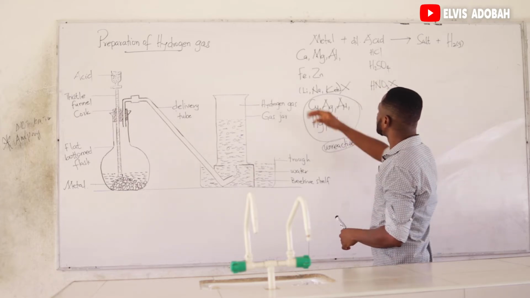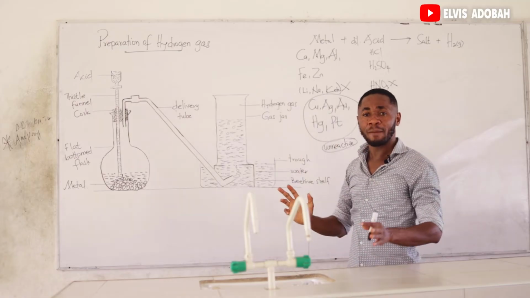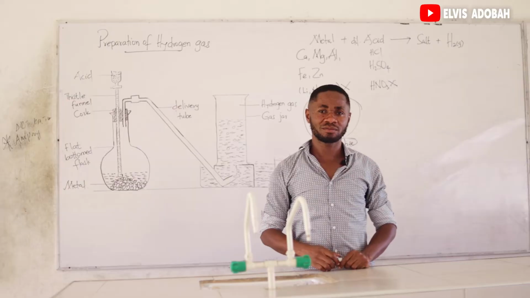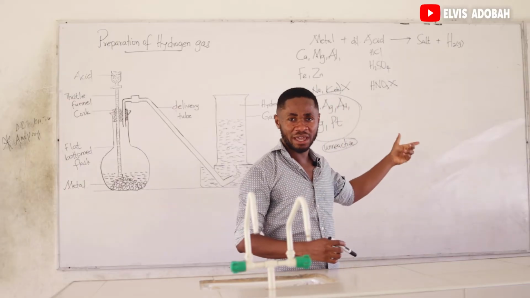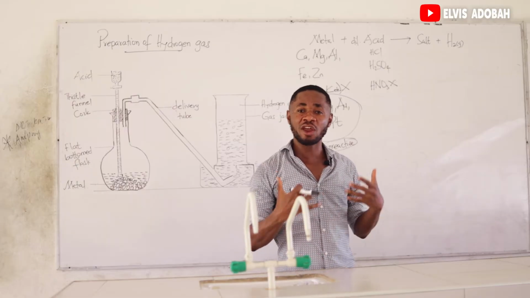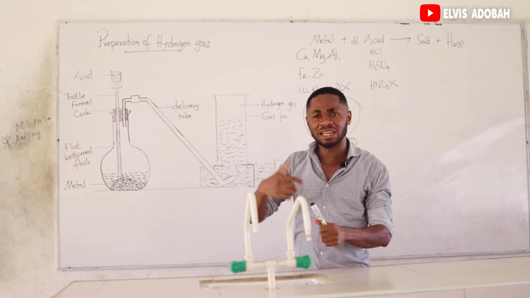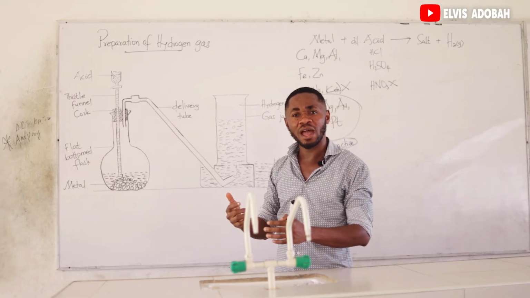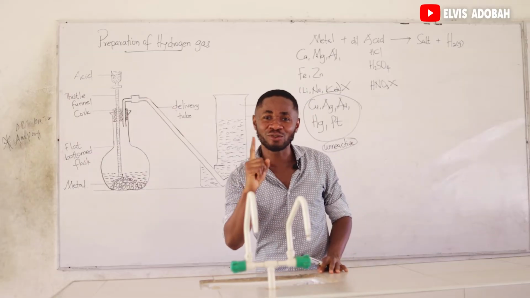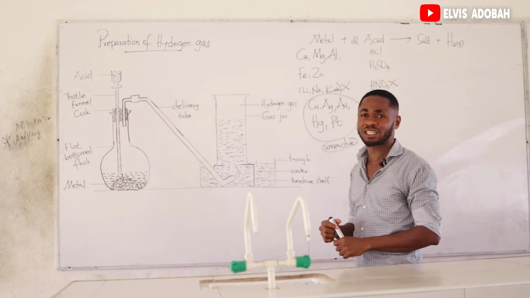would react with calcium, iron, zinc, all right, but we are not going to form hydrogen gas. In fact, the reaction that will occur is not a normal acid-metal reaction. It will be a redox reaction, whereby we are going to form a salt, but in addition, we are going to form an oxide of nitrogen instead of hydrogen gas. So we don't normally use nitric acid for this experiment.